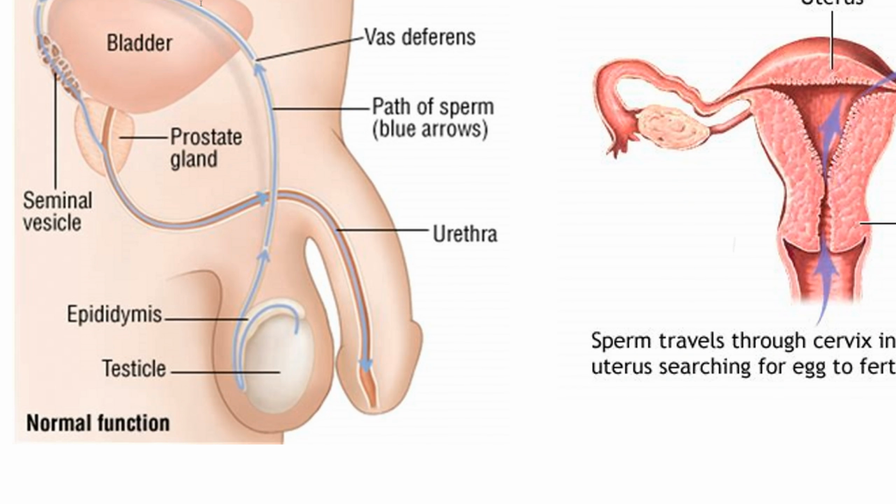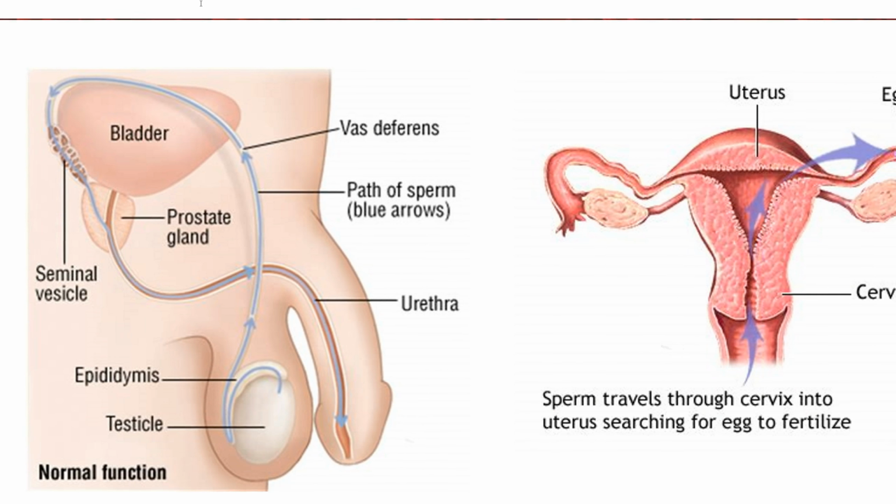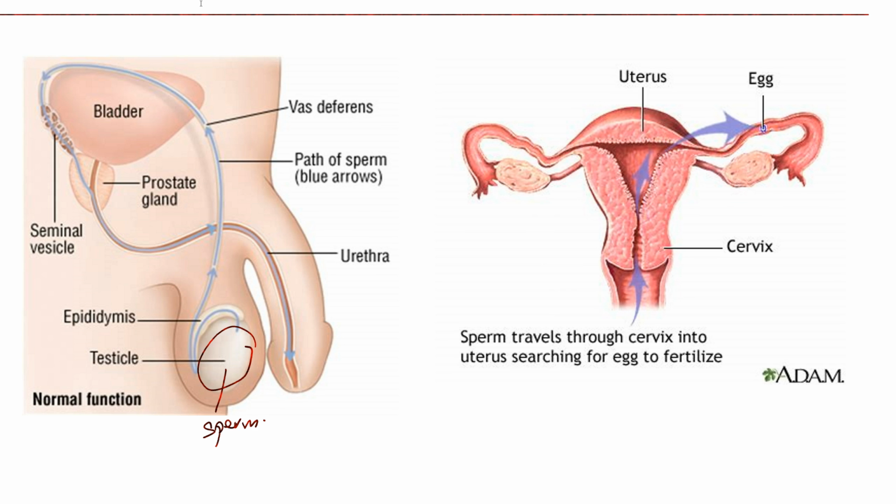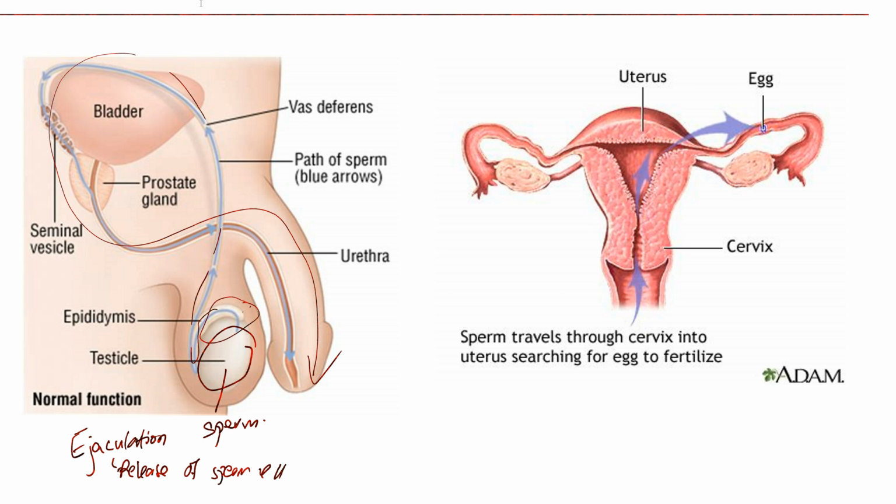Next, moving on to the pathway. This is just a brief summary of what I said just now. Sperm is produced in the testis. When ejaculation happens, which is the release of sperm cells, you can notice that the sperm cells will follow the blue arrows. Sperm will be stored in the epididymis first, and then released through the vas deferens and urethra. It will pass through the prostate gland to mix with the fluid produced by the prostate gland to form semen, and then it will be released and enter through the cervix.